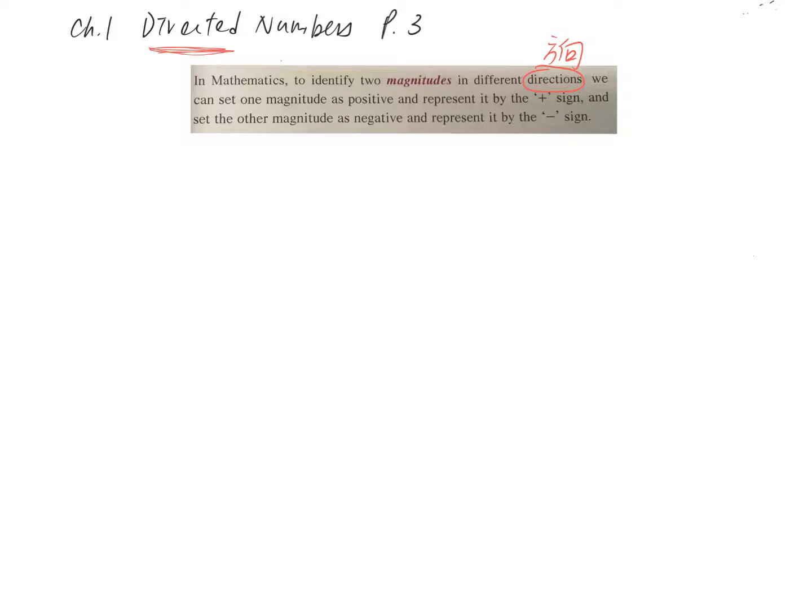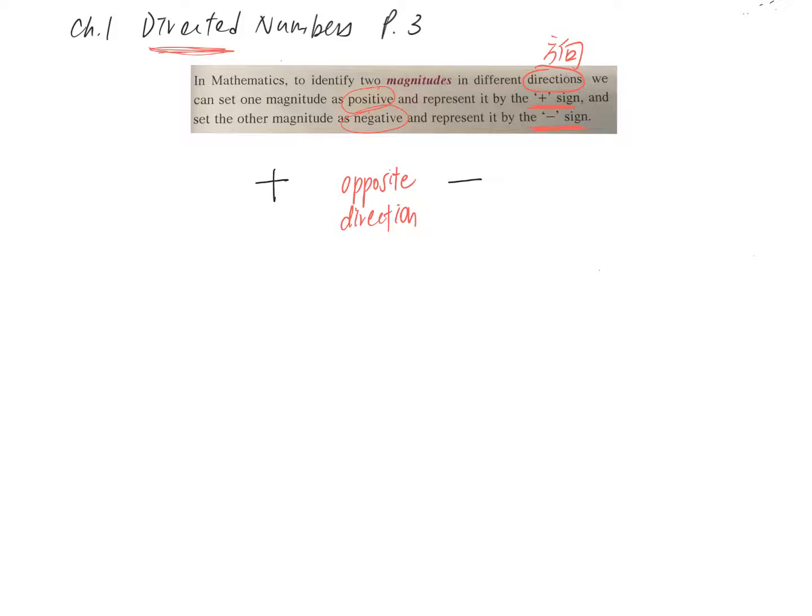In mathematics, we have two symbols to represent opposite directions. One is positive. We will use the symbol of a positive sign. And the opposite one is negative. We use this symbol, the negative sign. So now I have a positive sign and a negative sign. They represent opposite directions, exactly opposite directions.